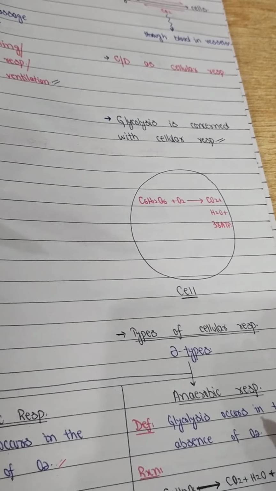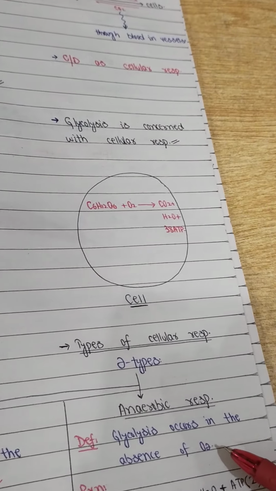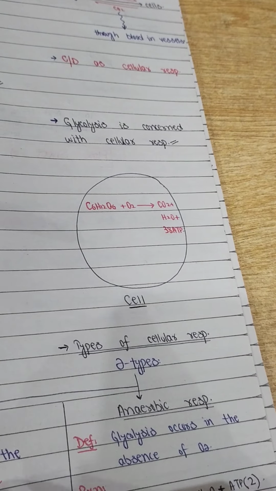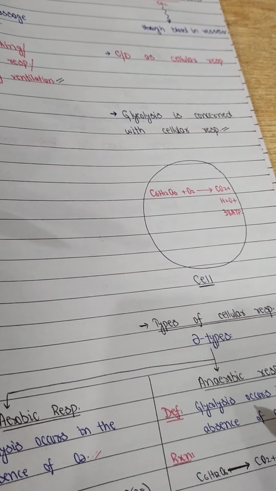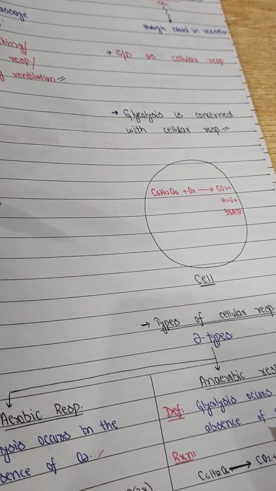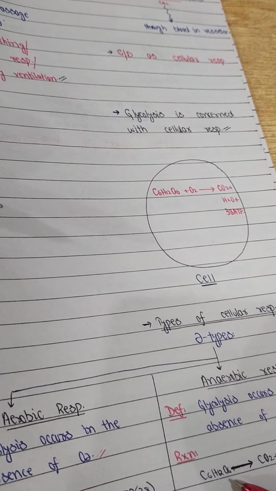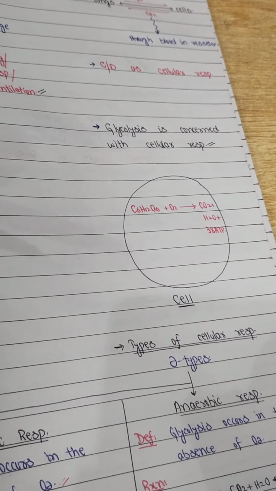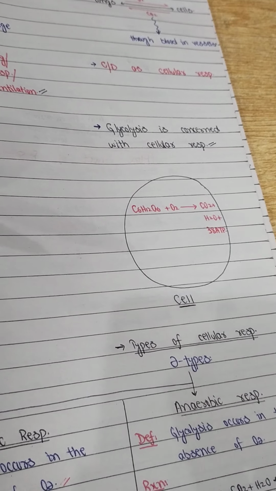While in anaerobic respiration, glycolysis occurs in the absence of oxygen. Here the breakdown occurs in the presence of oxygen, while in anaerobic respiration the breakdown occurs in the absence of oxygen. So in anaerobic respiration the reaction is C6H12O6, which breaks down in the absence of oxygen. So it gives one CO2 molecule, one water molecule, and two ATP molecules.